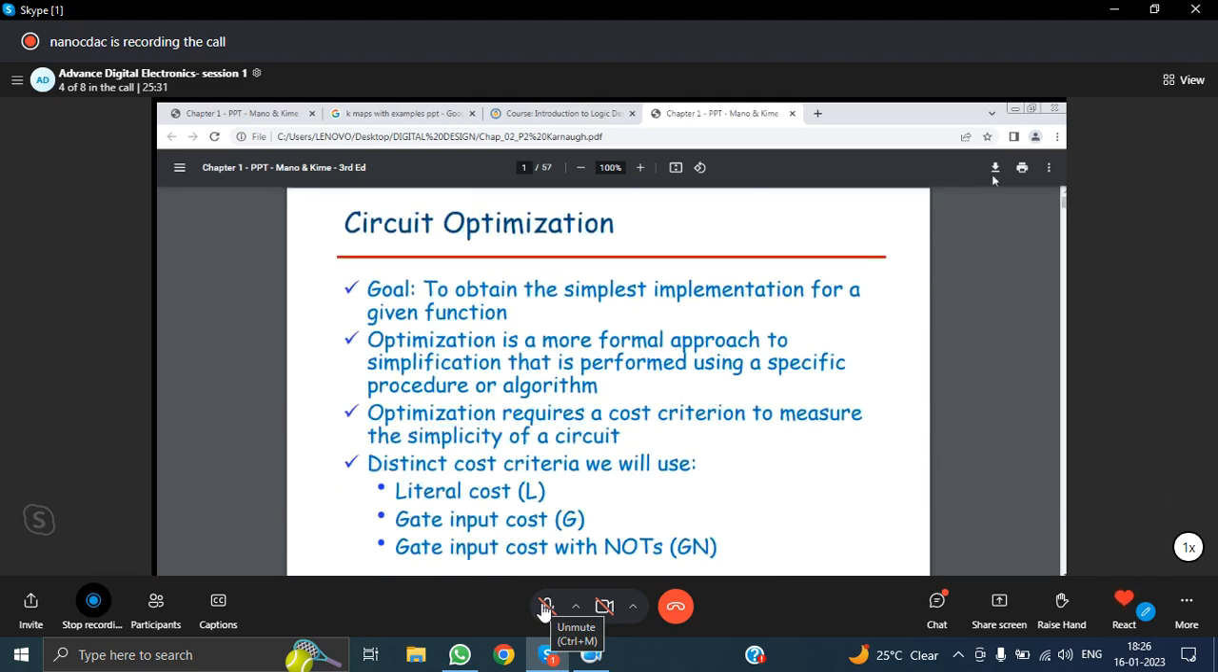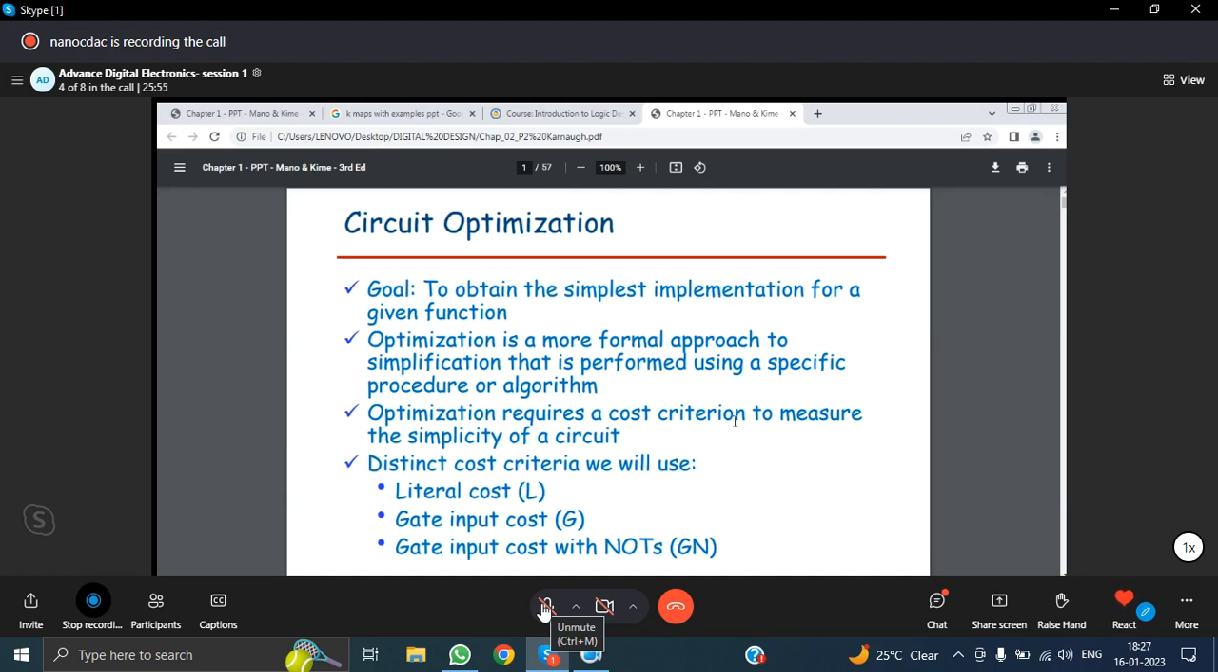See, actually, what is the use of KMap? It is circuit optimization. As you have said, circuit optimization. So, what is the goal? To obtain the simplest implementation for any given function. It is a more formal approach. Okay, so we can cut down the cost.